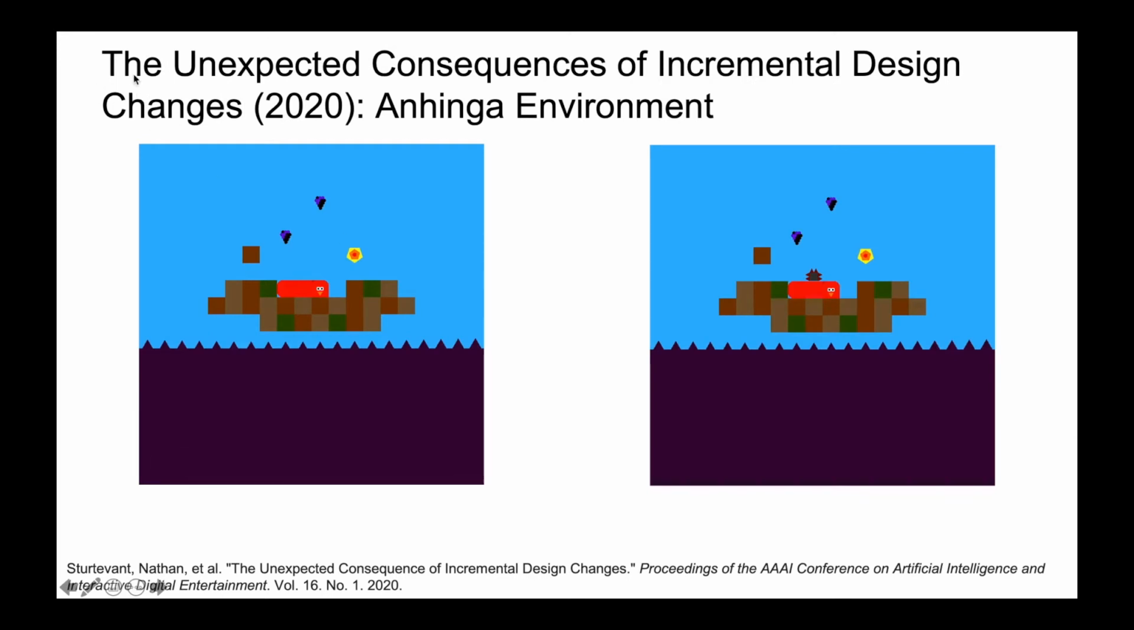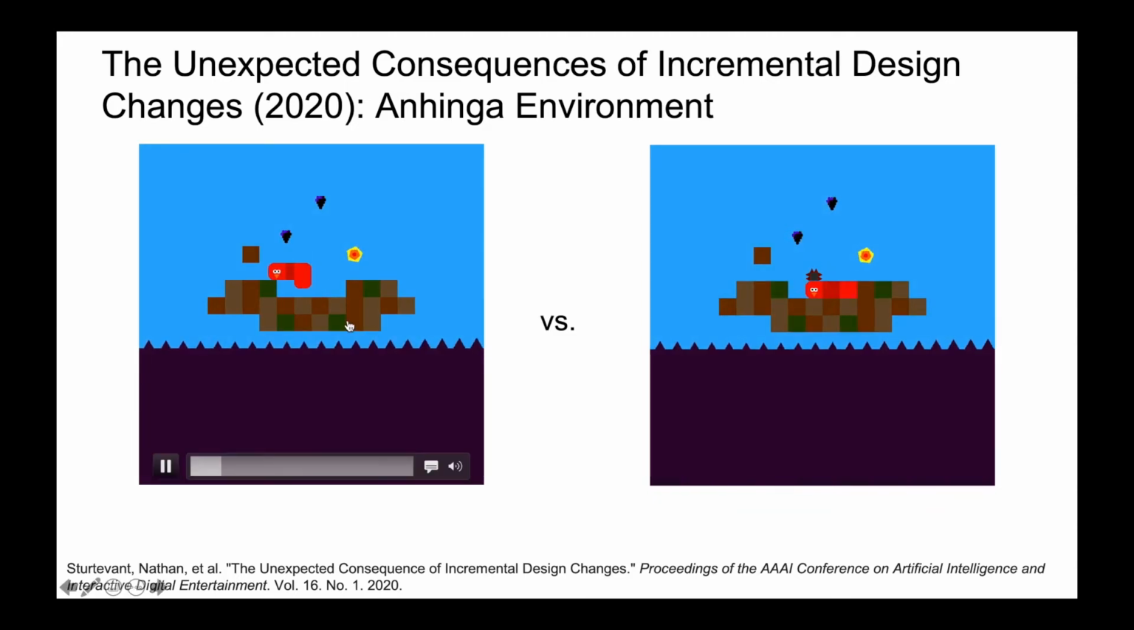Last year, Nathan and I presented the unexpected consequences of incremental design changes at AIIDE, where we introduced this Inhinga environment, which is a clone of a game called Snakebird. In Snakebird, you play a snakebird that has to eat fruit and then get out of an exit. What we did is we used ePCG to produce all single changes to a level, like adding this one spike here, and then we selected the one change that most increased the minimum solution length, that most added extra things you had to do to solve the level, to complete the puzzle. Our theory was that even with a single change, ePCG, which is particularly good at proving this is the one change, people would be able to tell the difference.